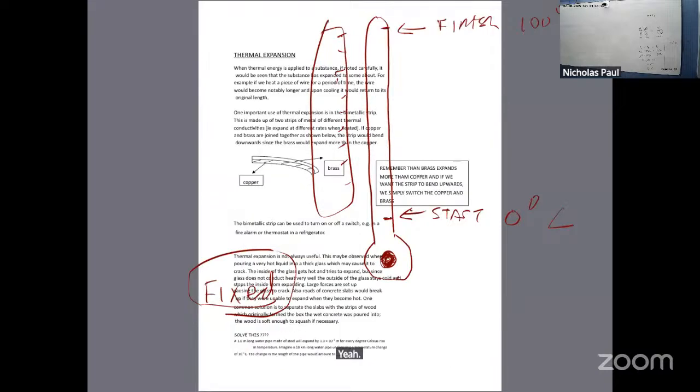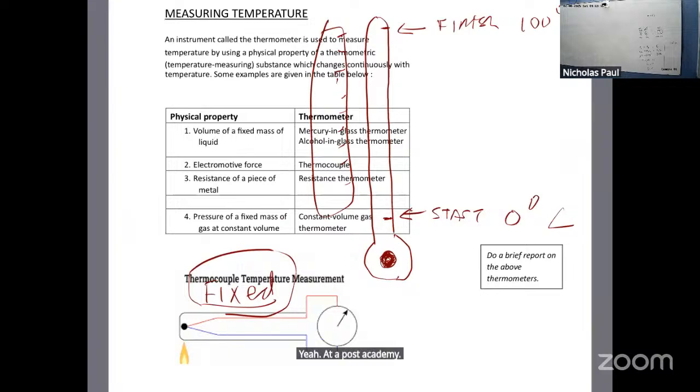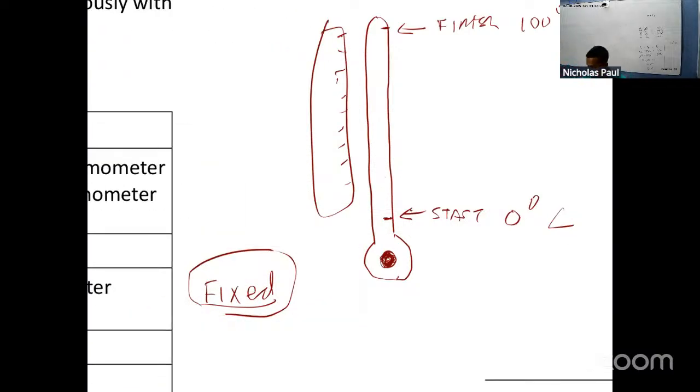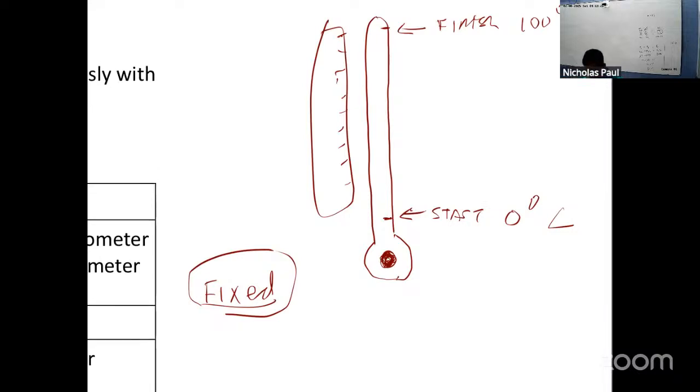How to calibrate a thermometer? To calibrate a thermometer, we need two fixed points.